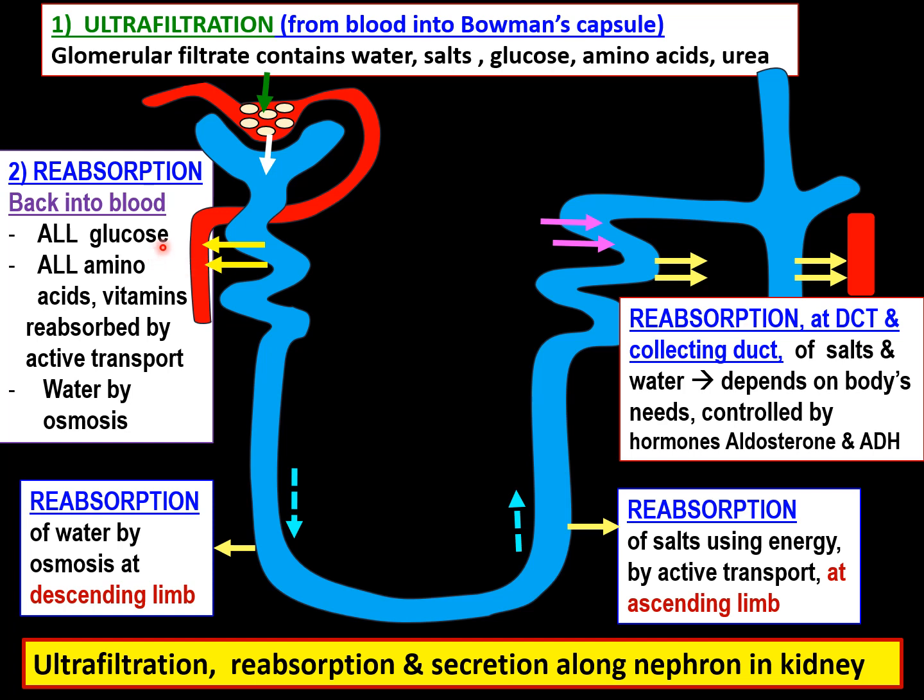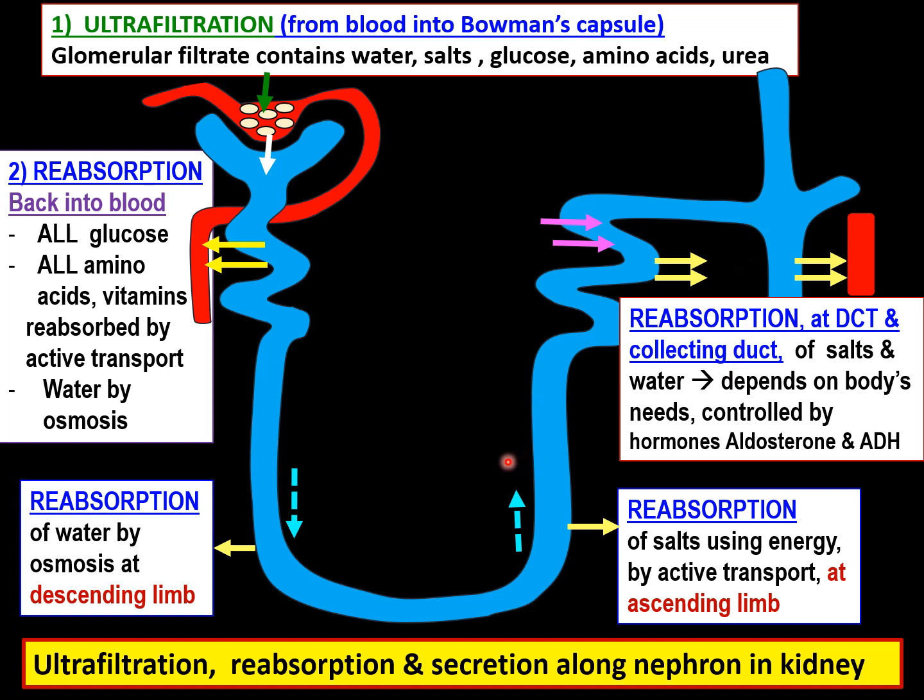For example, all glucose is reabsorbed by active transport back into the blood from the nephron, or we can call this the renal tubule. Renal means something to do with the kidney, so nephron or renal tubule. The renal tubule includes the proximal convoluted tubule, the loop of Henle, and the distal convoluted tubule, these three parts. We will discuss reabsorption later.